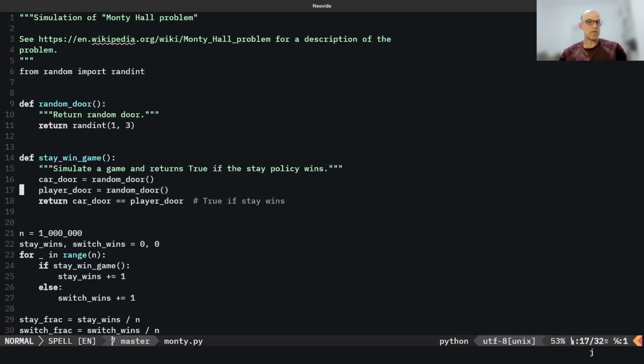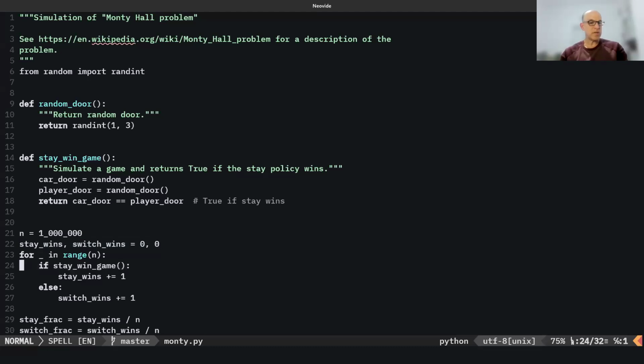Okay, so I'm just saying if the car door is equal to the player door, then the stay strategy wins. And now I'm going to do a million simulations. I'm going to say that these are the number of wins that the stay strategy had, and these are the number of wins that the switch strategy had.